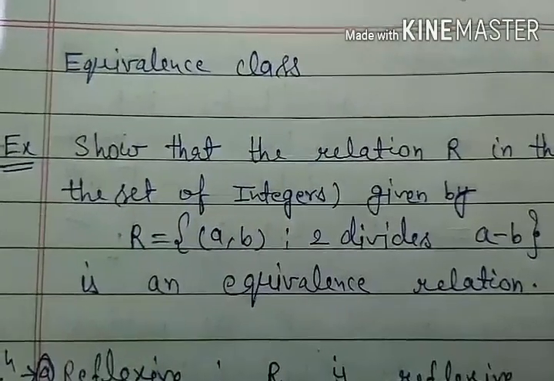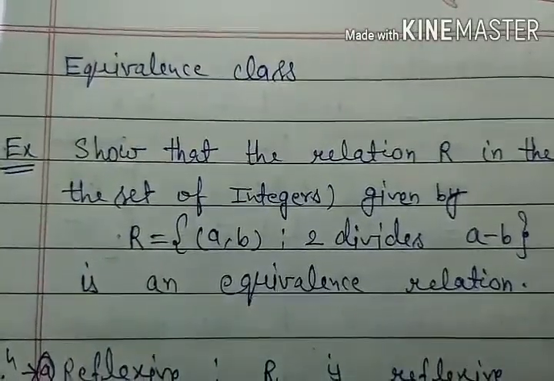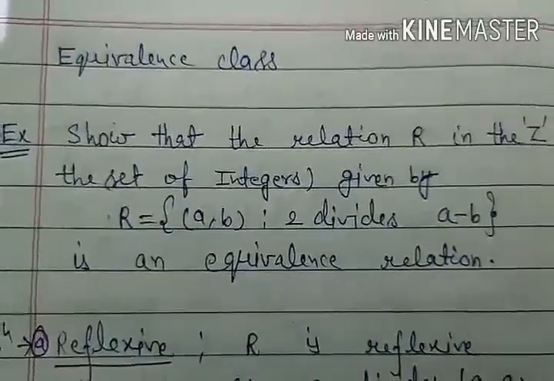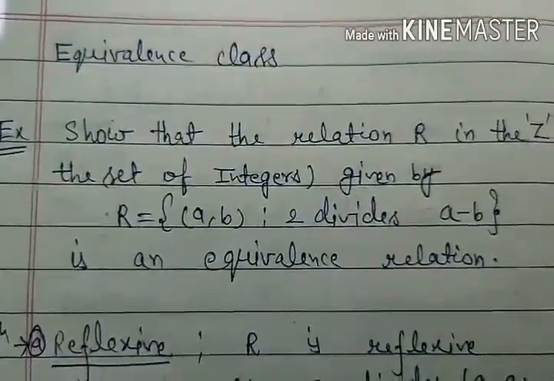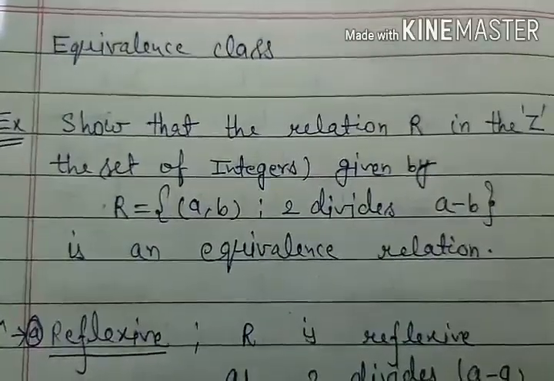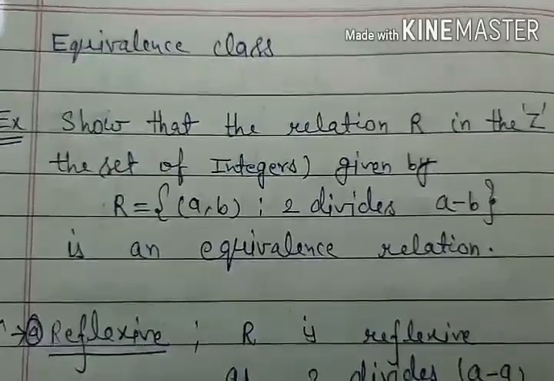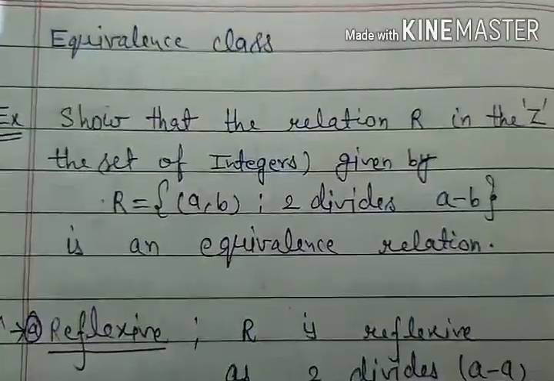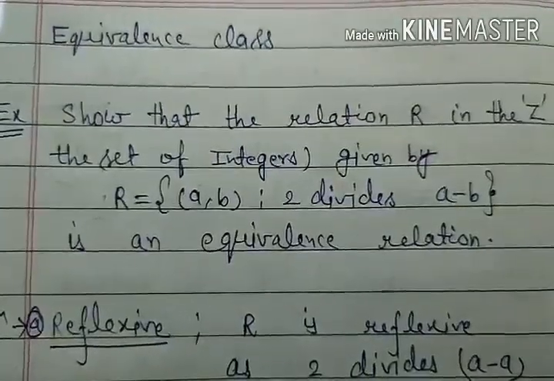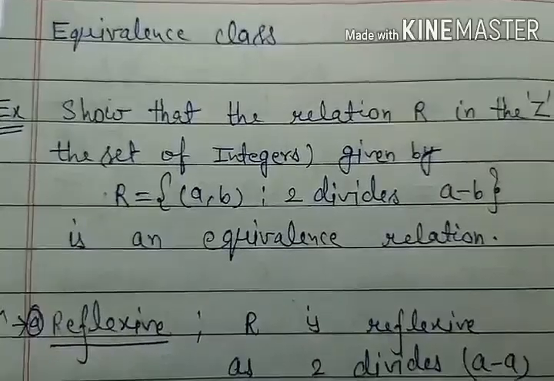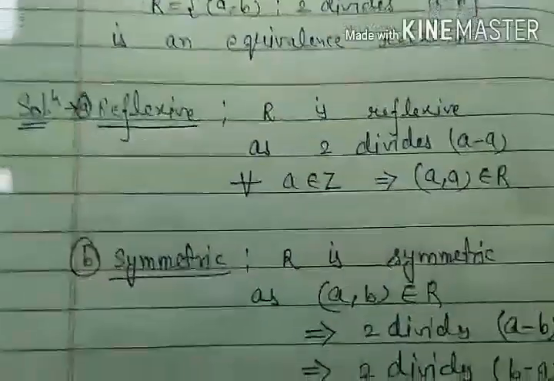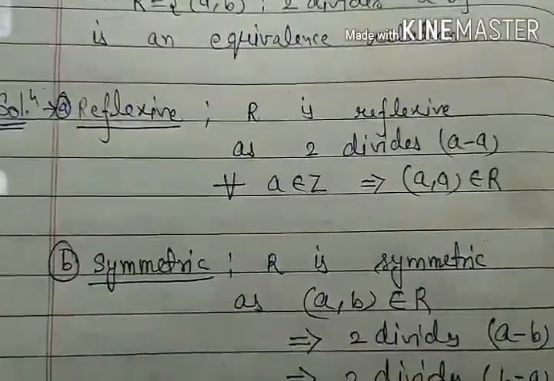In this video, I will explain equivalence class. To understand this concept, we have to go through this example. Show that the relation R in Z, the set of integers, given by R = {(a, b) : 2 divides a − b}, is an equivalence relation. Now we'll prove it is an equivalence relation as we were doing in the first video.